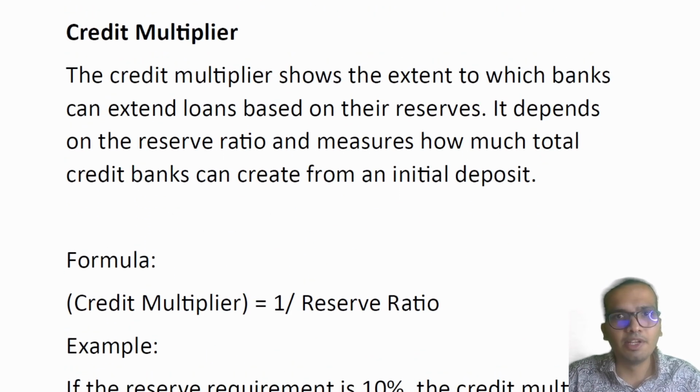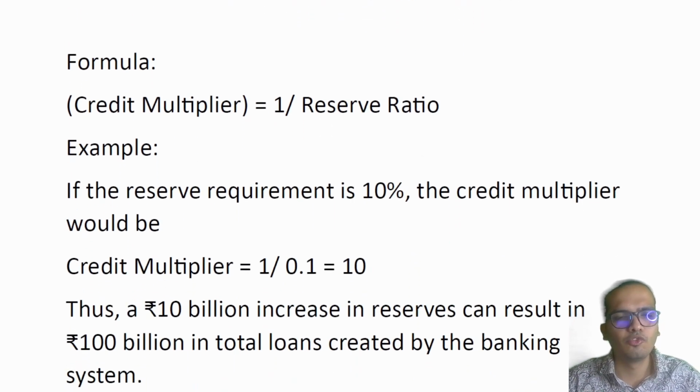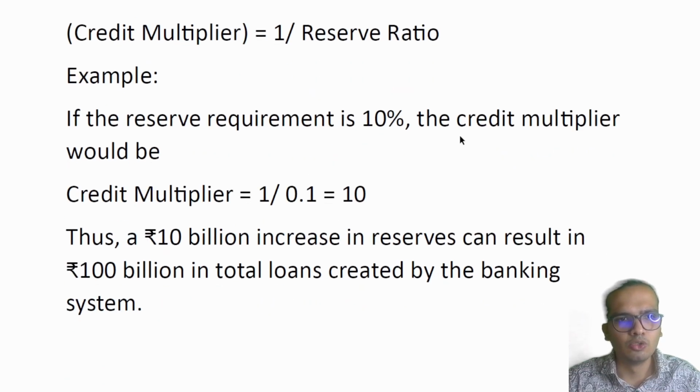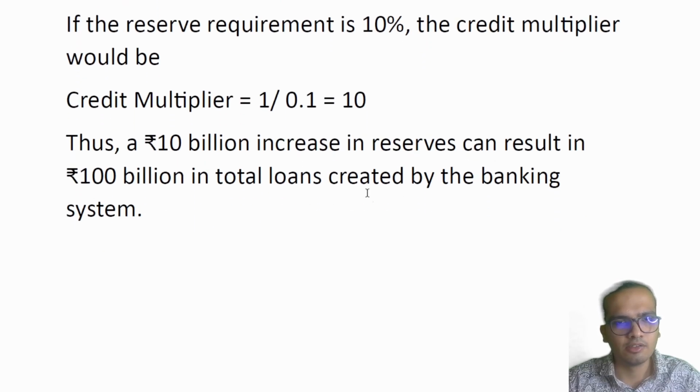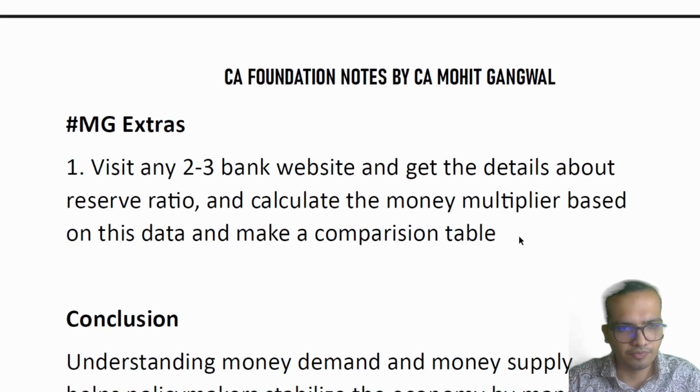Then comes the credit multiplier. The credit multiplier shows the extent to which banks can lend based on their reserves. It depends on the reserve ratio and measures how much credit a bank can create from initial deposits. The formula is credit multiplier equals 1 divided by reserve ratio. So if the reserve ratio requirement is 10%, the credit multiplier would be 1 by 0.1, that is 10. So a 10 billion increase in reserves can result in 100 billion in total loans created by the banking system. So it is 10 times.